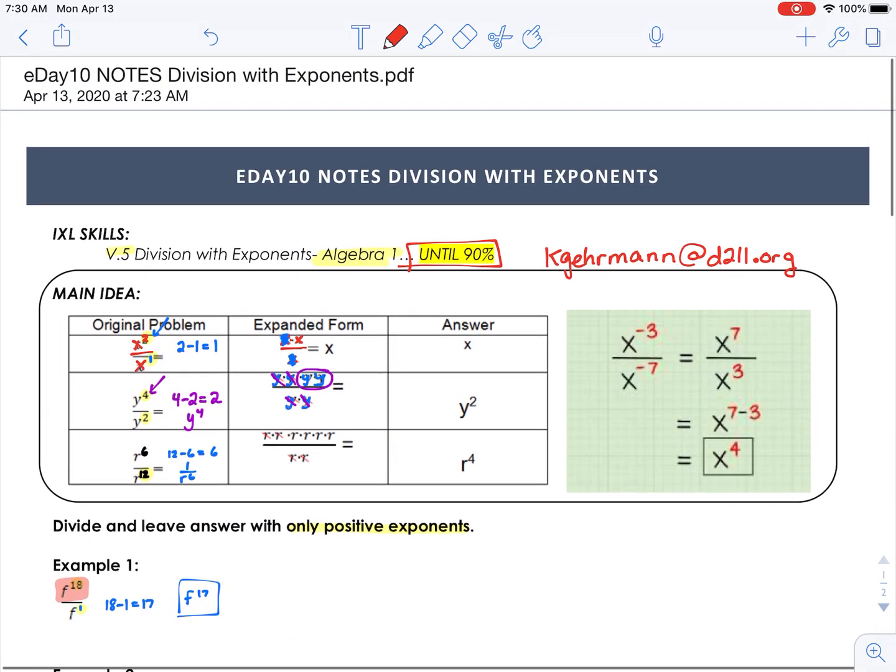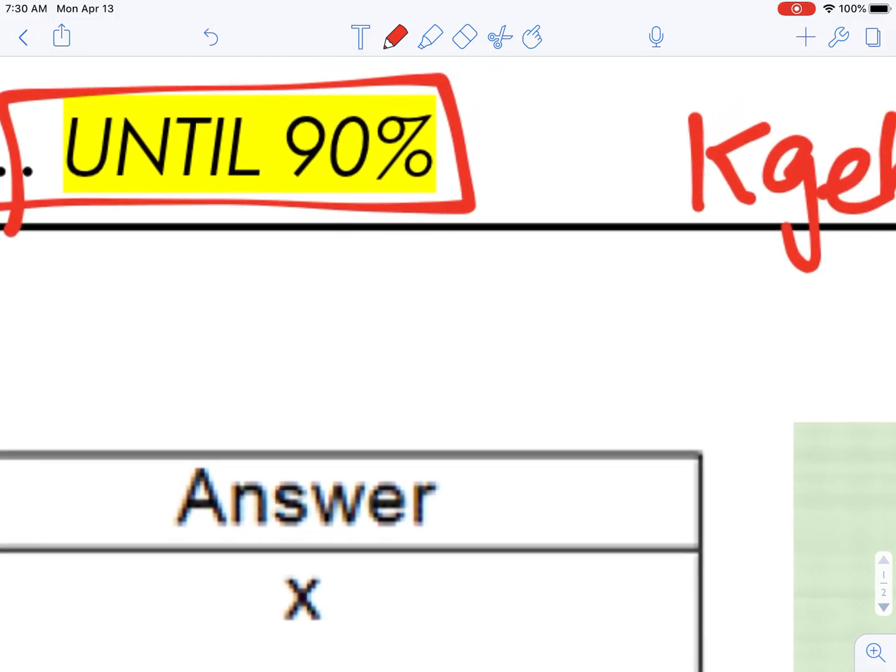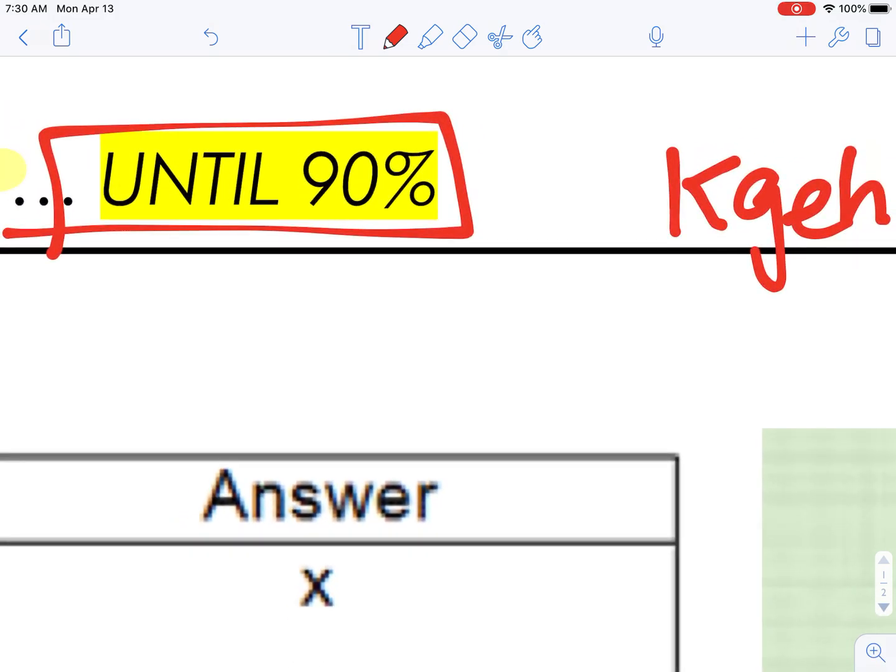Remember, today is V5, you're dividing. I would stop at 90%. After 90%, you get multiple letters. It's great practice. We did it when we were in class, but you don't have to do it this time unless you would like the challenge. I encourage you to do it, but 90% will get you an A+.